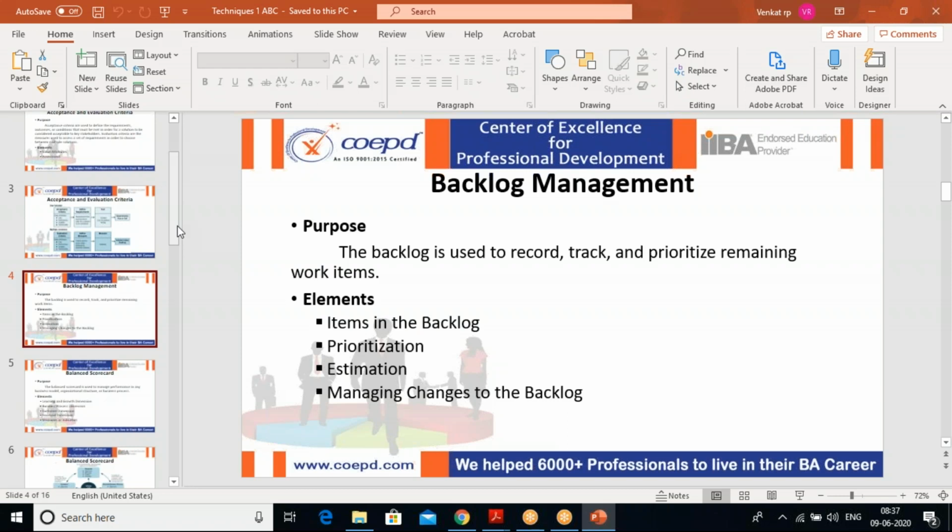You can have it in agile. We have the product backlog, and we have sprint backlogs. Here we will be having items in the backlogs. We prioritize them, we estimate them, and we make changes. That is what the backlog will be doing.